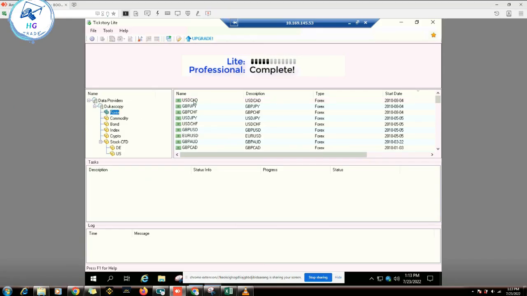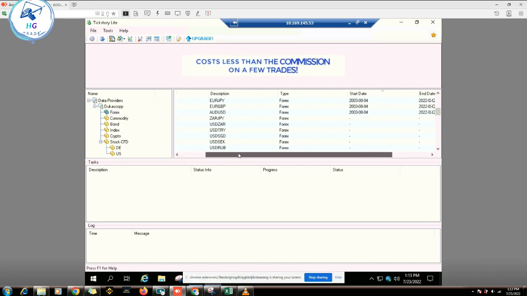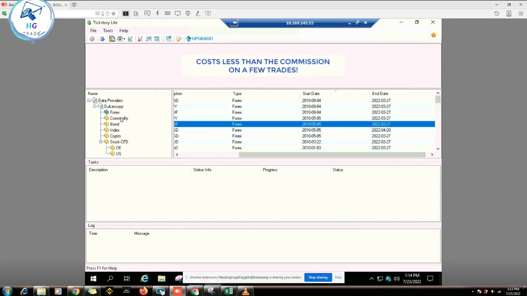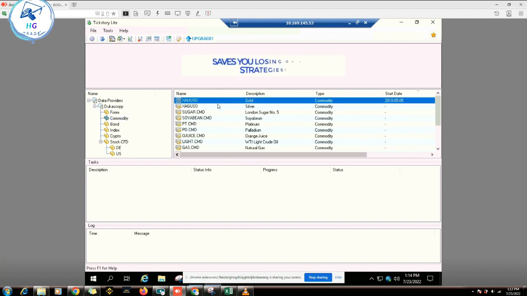As usual, I use the data from TickStory to test the backtest Expert Advisor. To get 99% close to the actual market price, you can check how to install TickStory in the description link.